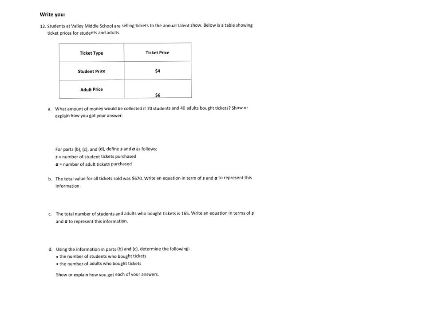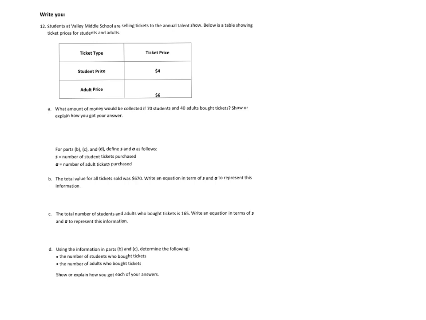All right, we are now on to the last question on the review, Unit 7 review. I'm going to read it out loud. Students at Valley Middle School are selling tickets to the annual talent show. Below is a table showing ticket prices for students and adults. Student price is $4, and adult price is $6.